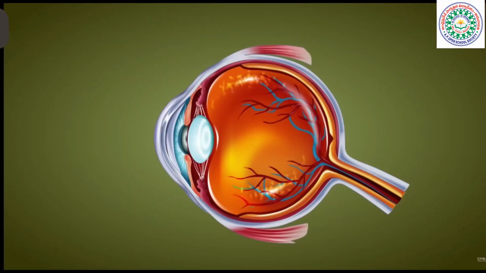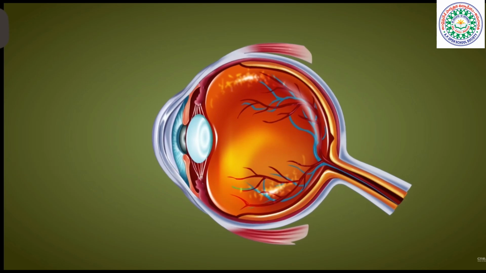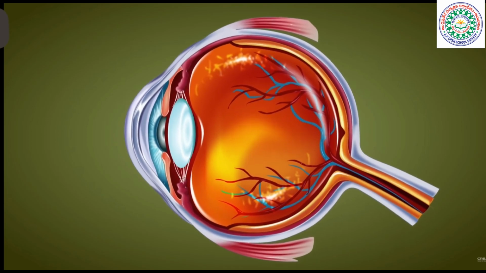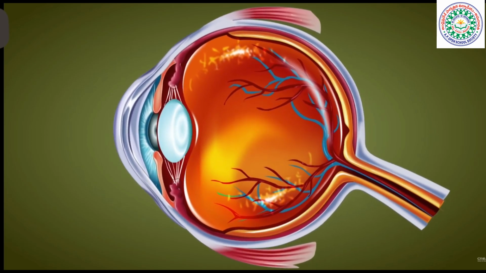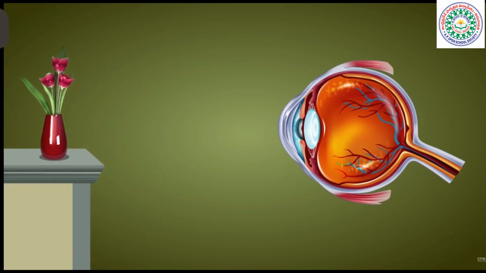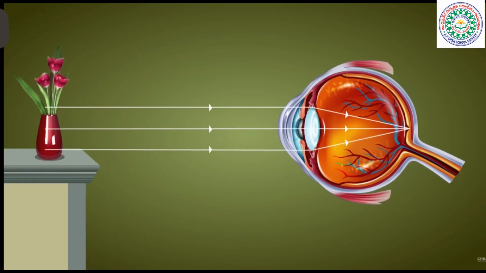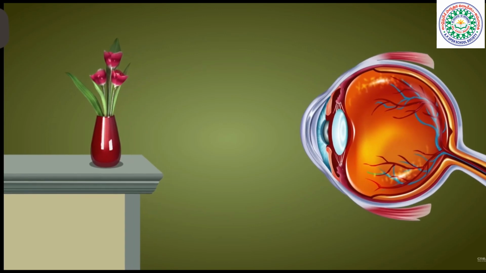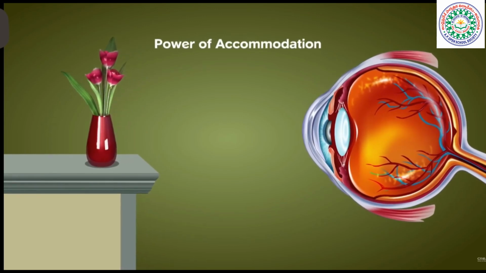Situated behind the pupil is a colorless, transparent crystalline convex lens surrounded by the ciliary muscles. The muscles hold the lens in place and help to change the focal length by adjusting the curvature of the lens. To view a distant object, the muscles relax, the lens becomes thin and its focal length increases. To view a nearby object, the muscles contract, the lens becomes thick and its focal length decreases. This ability to adjust its focal length is called the power of accommodation of the eye.